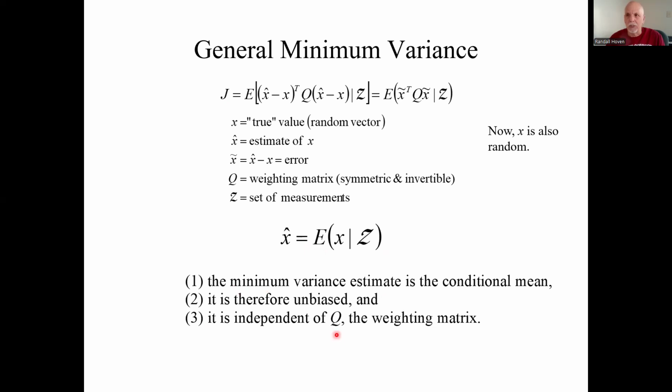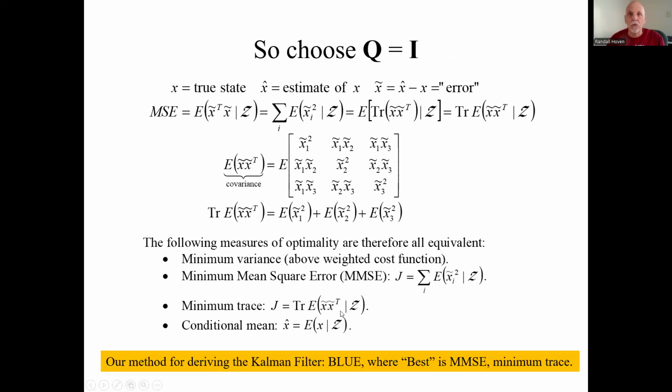Here is what seems rather remarkable to me. If you just looked at this and said minimize that, would you think the answer would not depend on Q? It doesn't matter how you weight them. You still get the same optimal answer. So pick anything you want for Q. So why not pick something easy, like the identity matrix? It's symmetric and it's invertible.